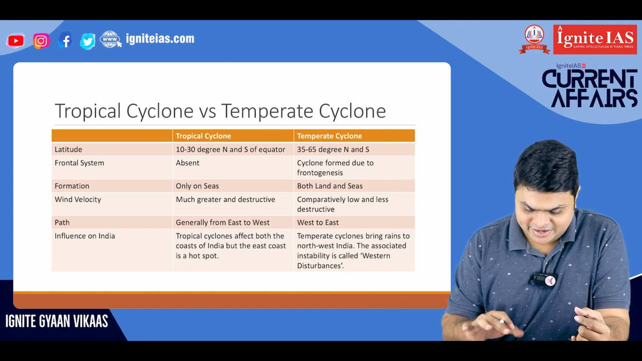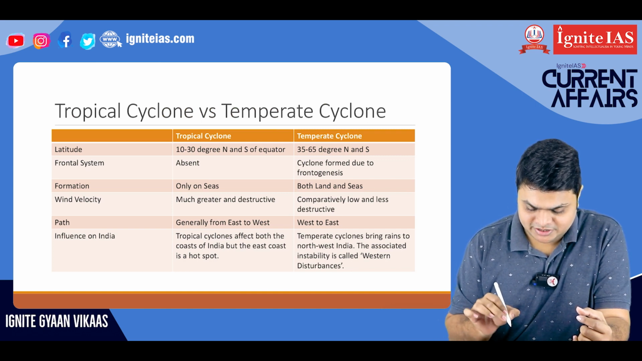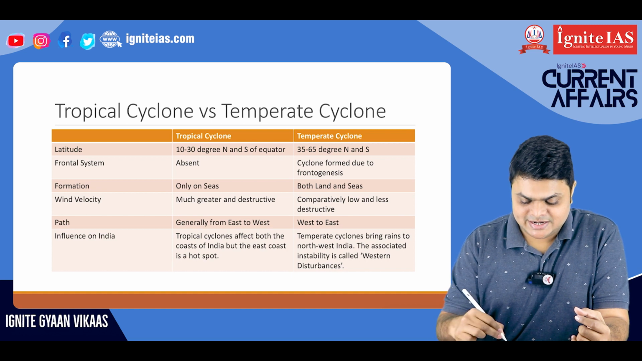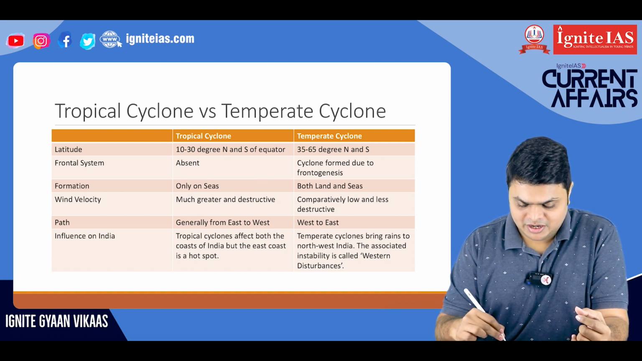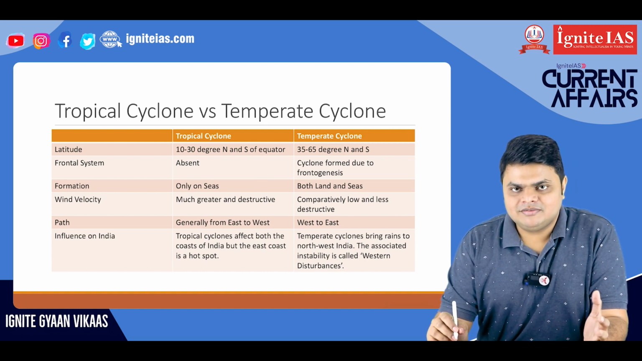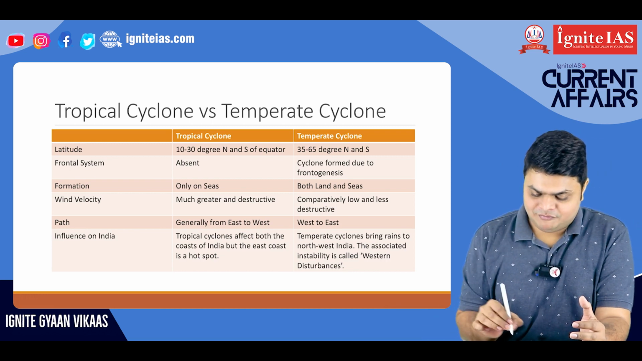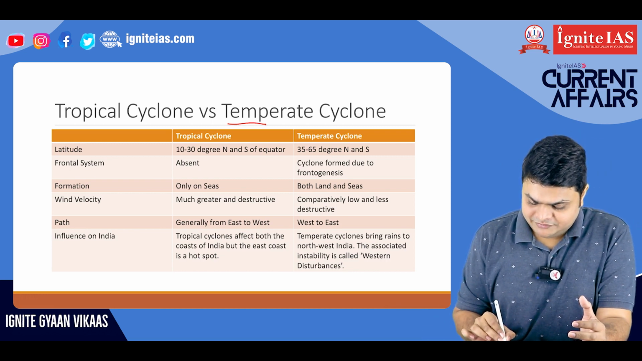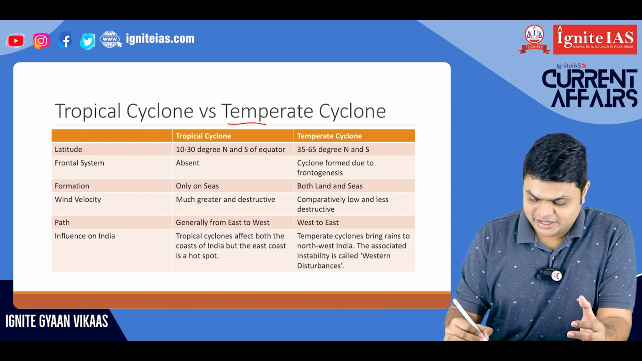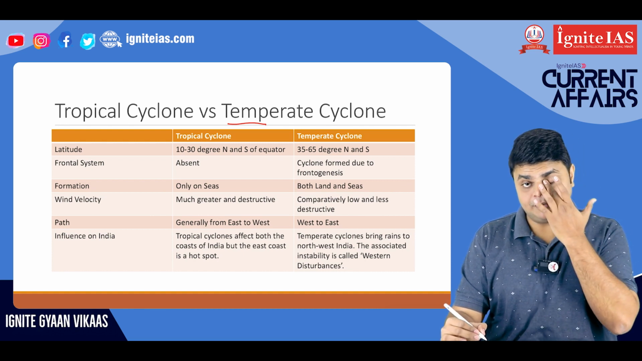Now, as we see that NDMA classifies cyclones as tropical and extratropical or temperate, let's understand the basic difference between tropical cyclone and temperate cyclone. Before that, temperate cyclones are formed in the latitude of 35 to 65 degrees north and south. So they are not formed in the tropic region, but in the extratropical region.